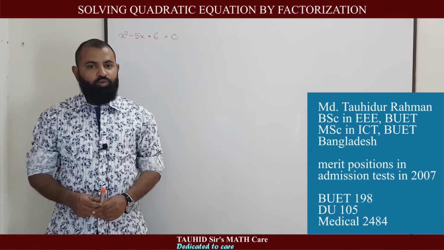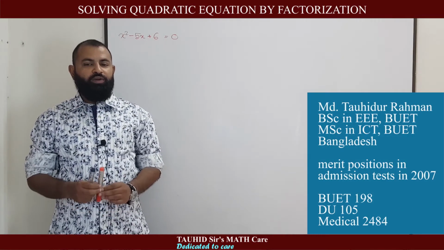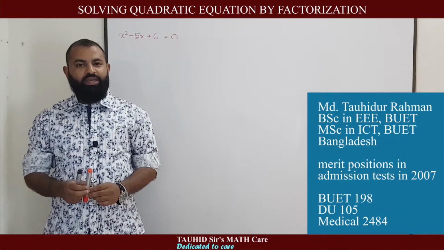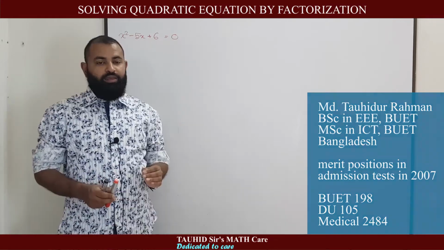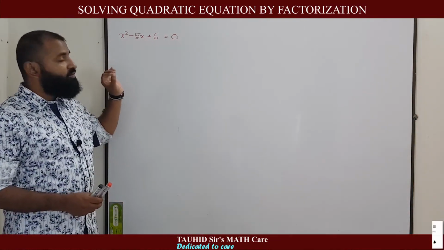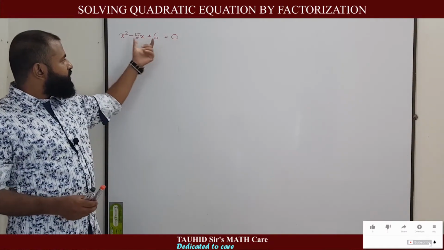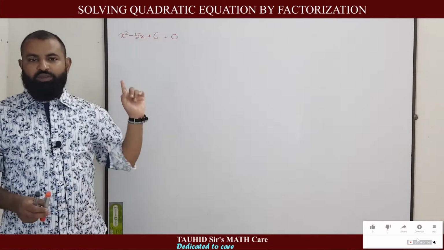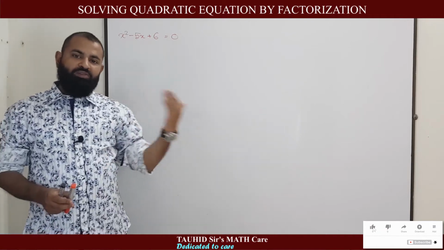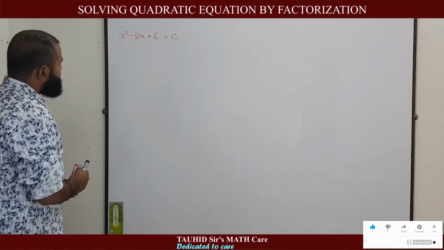Now in this video we will see how to solve a quadratic equation using the process of factorization. Here you can see an example, a very familiar example for you. x square minus 5x plus 6 equal to 0. We already factorized this expression in our previous examples. So let's check it out.